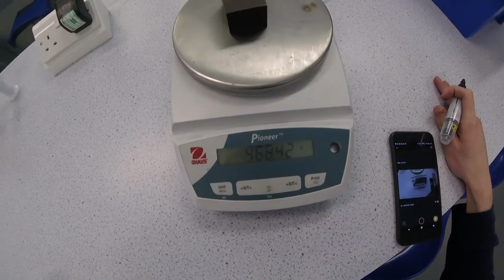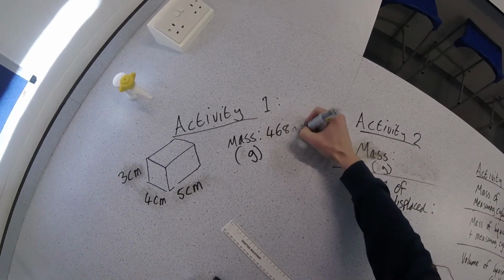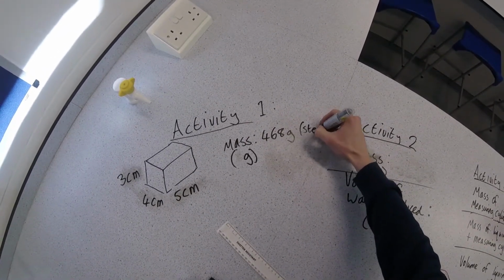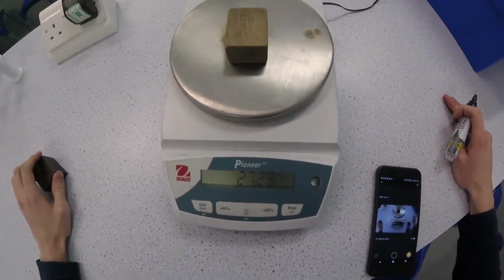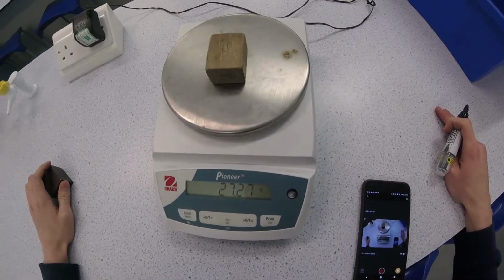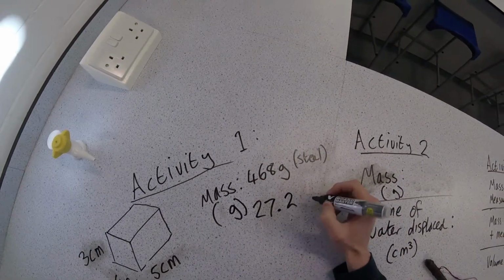Right, so next step then, I am going to take the cube and pop it on the scales to get a measurement of its mass in grams. The first block I measure has a mass of 468 grams, that's the steel block. I also do the same thing with the wooden block. I take a measurement, I get 27.3 grams for the wooden block.